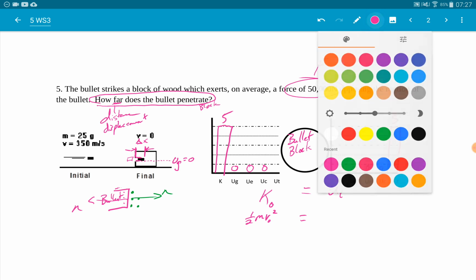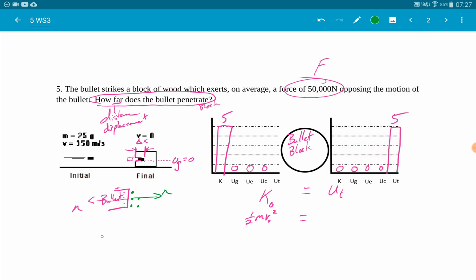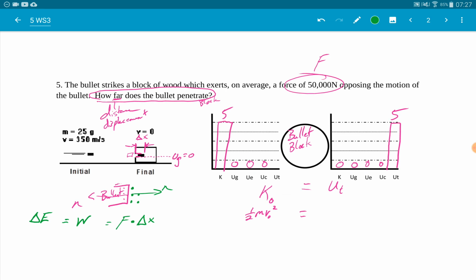Wait, I do remember that. That's like a force dot the delta x. Wasn't that something? What is that equal to? That's equal to some sort of work. Oh, right, what is work? Work is just the change in energy. Fancy name for change in energy. Oh, okay, great. So do I have a change in energy here?